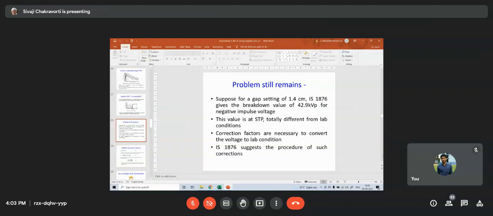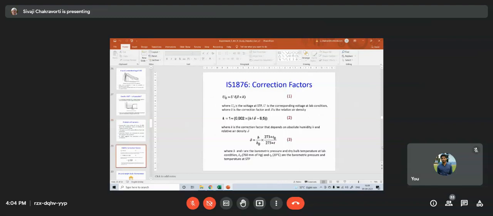Now comes the question of the temperature and pressure, because this 42.9 kV peak, as it is given in Indian standards, is at the standard temperature and pressure condition, that is 760 millimeter of mercury pressure and 20 degree centigrade of dry bulb temperature. But at any given day, at any particular place, this will be different from the STP. So we incorporate correction factors. So here, equation number one is the correction factor, delta and K.